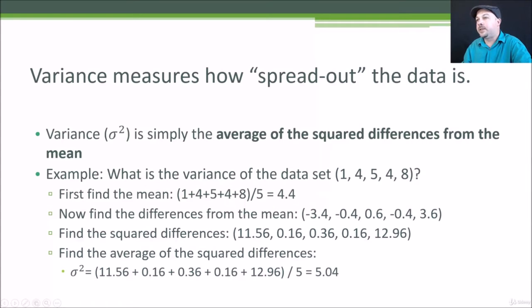Now the next step is to find the differences from the mean for each data point. So I know the mean is 4.4, so for my first data point I have 1, so 1 minus 4.4 is negative 3.4, 4 minus 4.4 is negative 0.4, and so on and so forth. Okay, so I end up with these both positive and negative numbers that represent the variance from the mean for each data point. Okay, but what I want is a single number that represents the variance of this entire data set. So the next thing I'm going to do is find the squared differences.